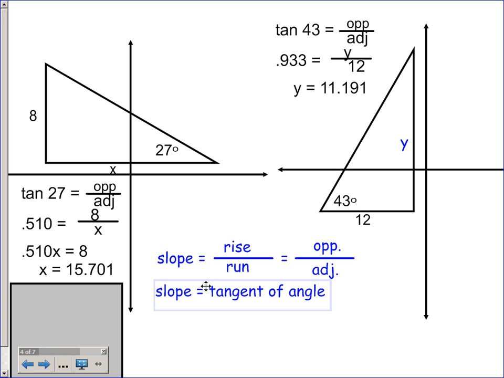Okay, so here's a couple of examples on how you would calculate tangent. And tangent can happen off of a coordinate grid like this, or it could happen with any given triangle, so long as you know the opposite and the adjacent.